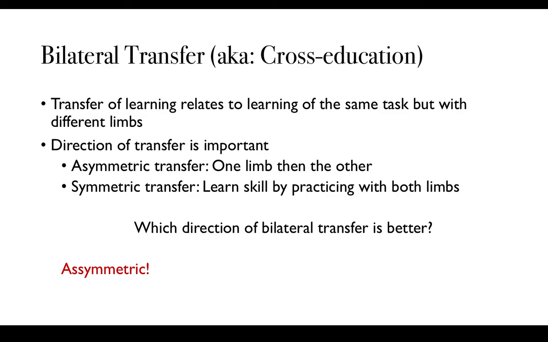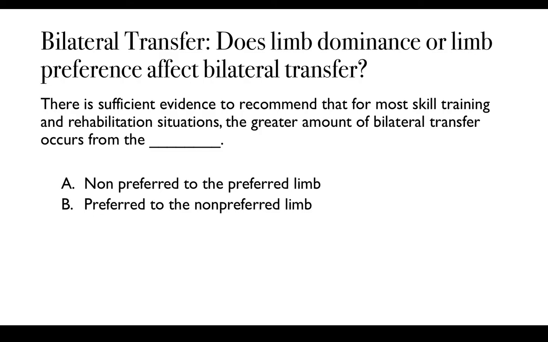Here's a question for you from your Learn Smart modules regarding limb dominance or limb preference and bilateral transfer. There is sufficient evidence to recommend that for most skill training and rehabilitation situations, the greater amount of bilateral transfer occurs from the what to the what. So I'm going to let you think about that for a second.